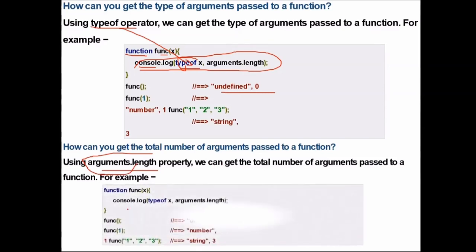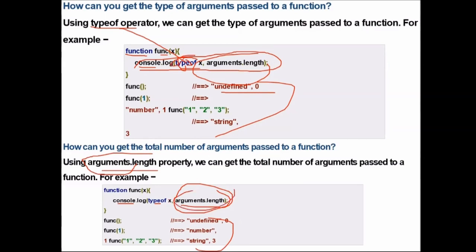For example, this is function, func name is x, console.log, typeof x, and arguments.length. This is what arguments.length is all about. Don't worry about all these things. This is just for completeness sake. You just concentrate on this typeof and this arguments.length. This is what has been asked.